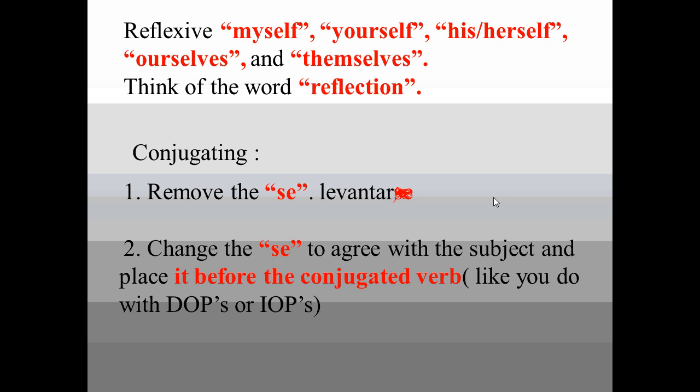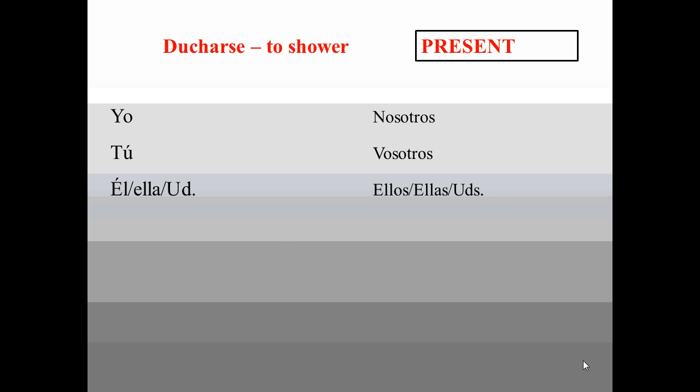Then you change the se to agree with the subject and place it before the conjugated verb, like you do with a direct object pronoun or an indirect object pronoun. All pronouns go before the conjugated verb, or it can be attached to an infinitive. And I'll give you an example. You have the verb ducharse, which is to shower.